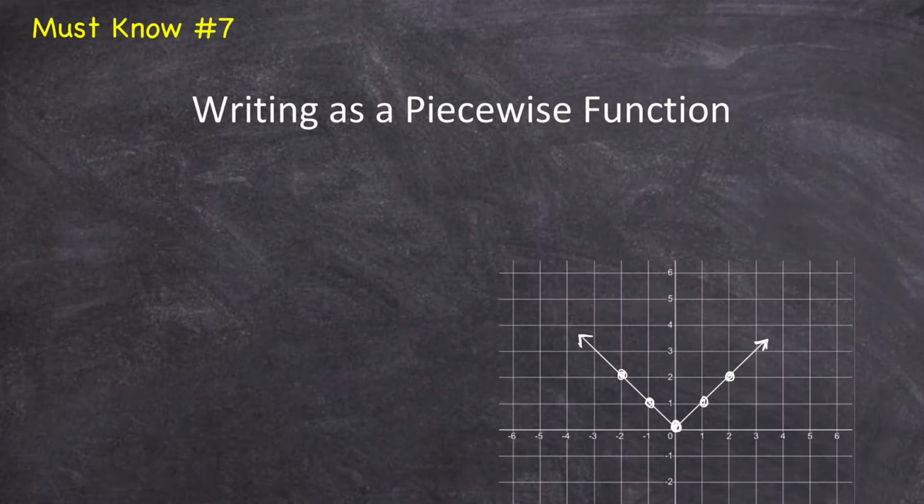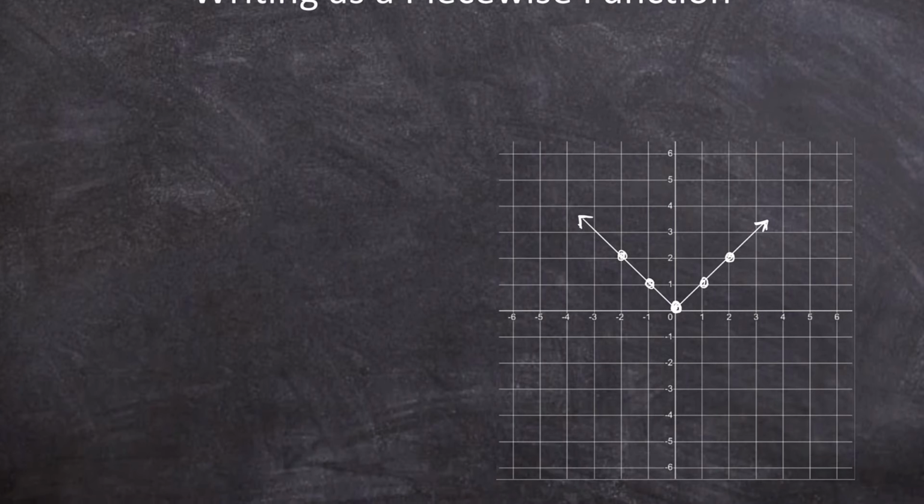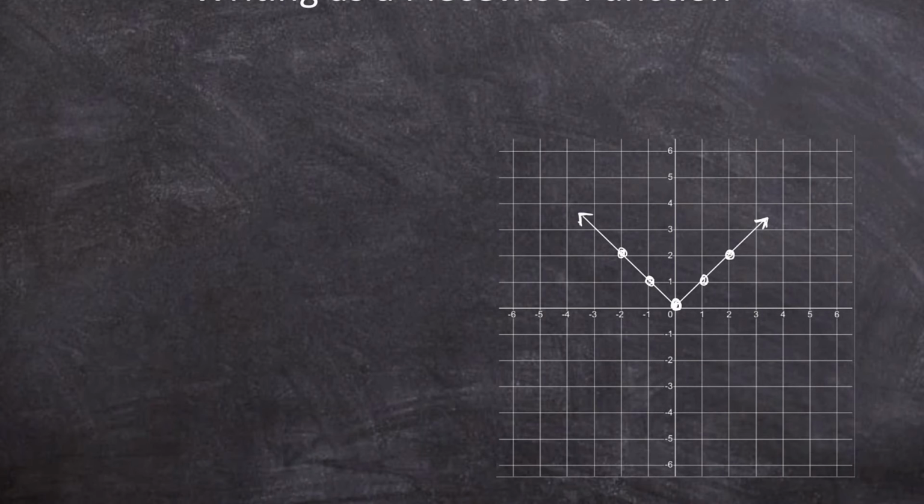Must know number 7, writing an absolute value function as a piecewise function. That just means we're able to rewrite an absolute value function as 2 different functions over different parts of its domain. Let me show you what I mean by that with this y equals the absolute value of x function that we've been looking at a lot.